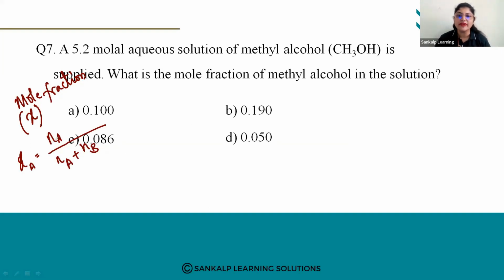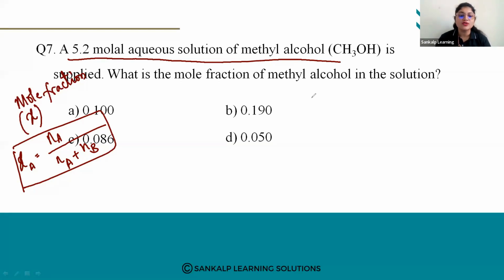So how do you calculate mole fraction? Number of moles of A upon total number of moles of A plus B. That is number of moles of solute divided by total moles of solute plus solvent, that is total moles in solution. This is mole fraction. Now what they have given is 5.2. So this is the number of moles of what? A 5.2 molar aqueous solution of methyl alcohol. So this is how I will write it. Just see.